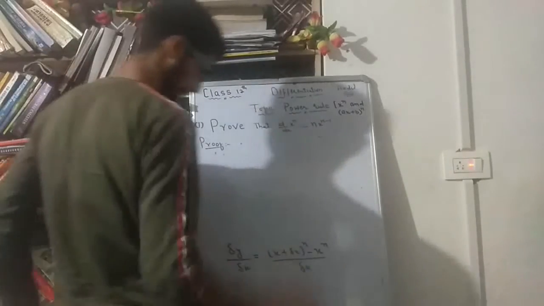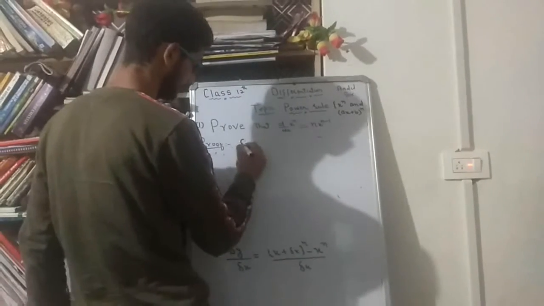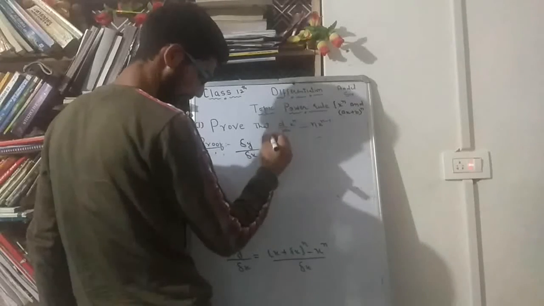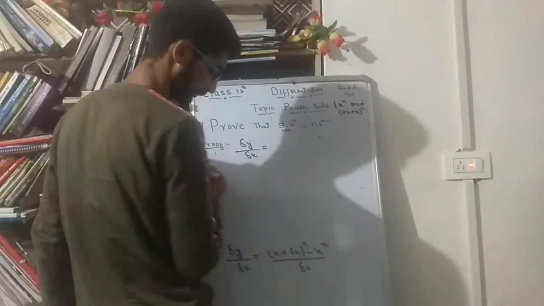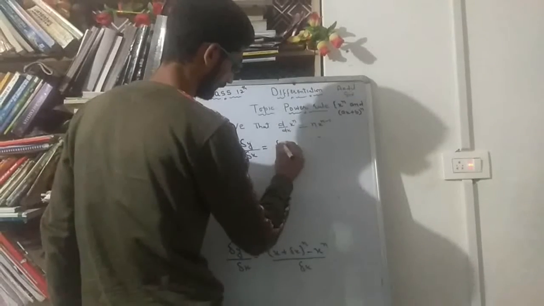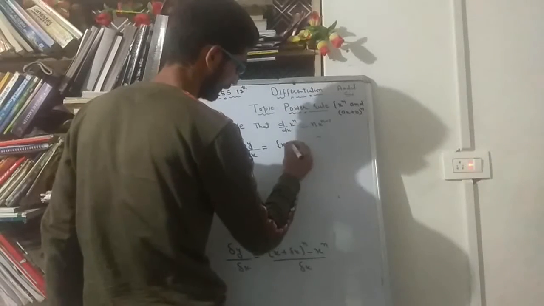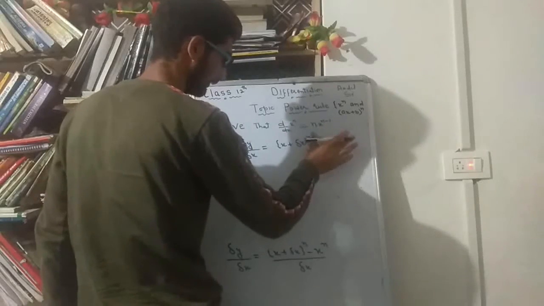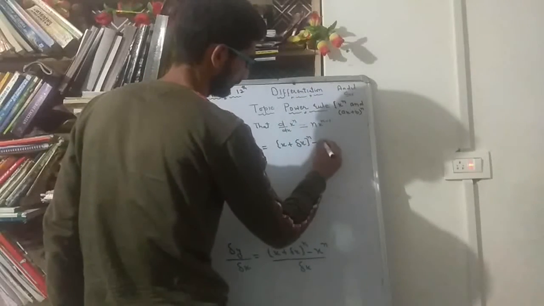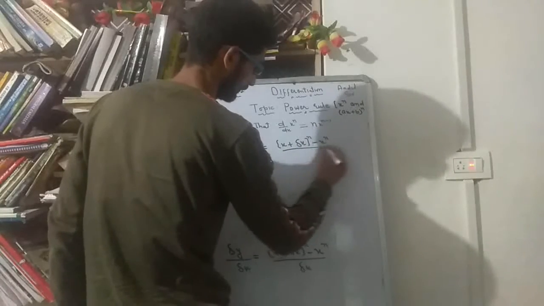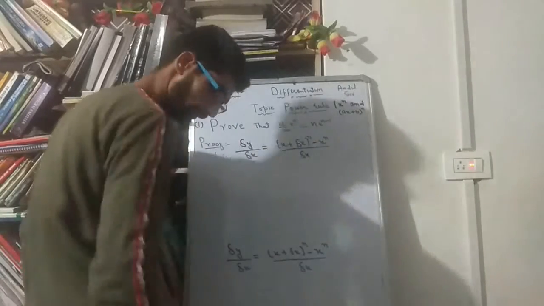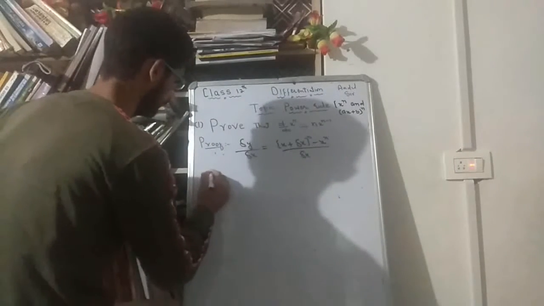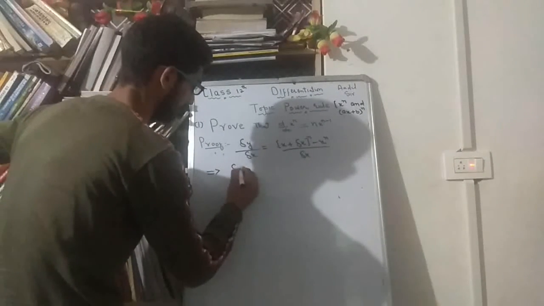We have del y divided by del x equals (x plus del x) to the power n minus x^n, divided by del x. So here now you check, which implies del y divided by del x.